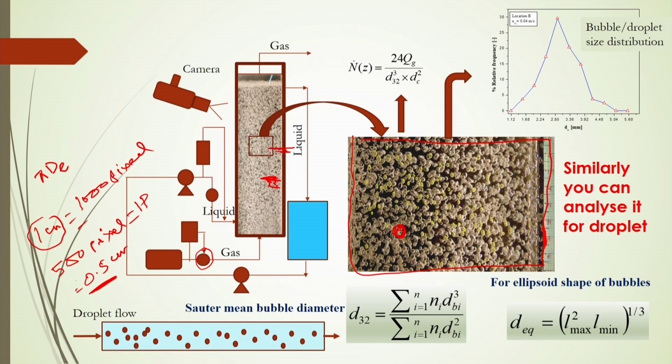So this pi d will be equal to what? In this case, 0.5 centimeter. So dE will be equal to 0.5 by pi. So this will be your bubble diameter, 0.5 by pi. This will be your actual equivalent diameter of the bubble. In this way you can calculate the size of the bubbles.